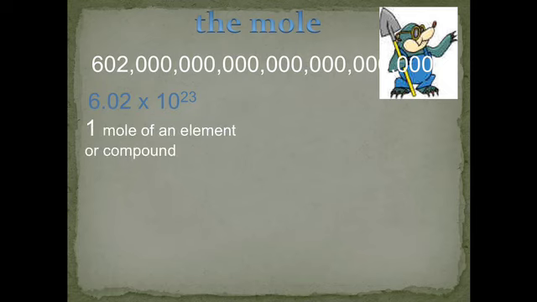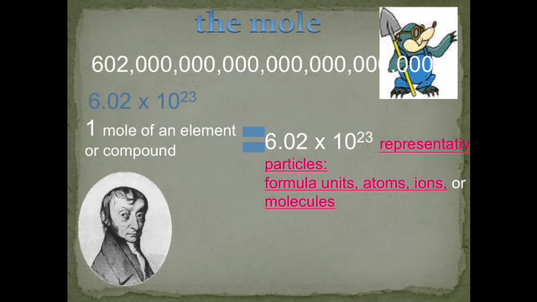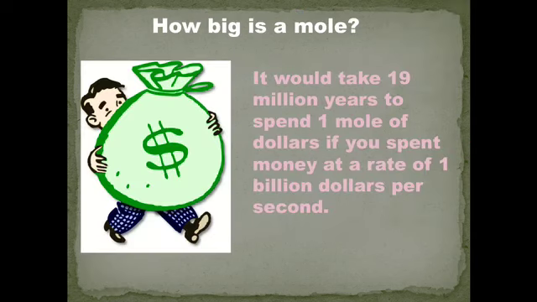That's equal to 1 mole of any element or compound. Just like a dozen is always 12 of whatever you're talking about, a mole is 6.02 times 10 to the 23rd for whatever you're talking about. That's representative particles, which could be formula units for an ionic compound, atoms, ions, or molecules for a covalent compound. Avogadro was the scientist who came up with this, and it's called Avogadro's number.